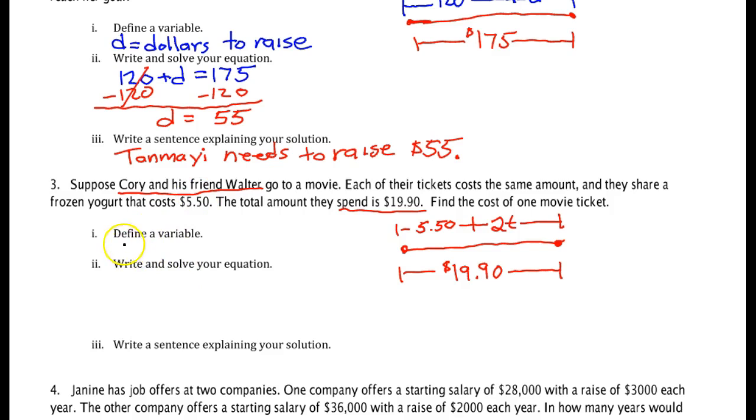And then you can go ahead and define the variable. What does T stand for? Alright, cost of 1 movie ticket. Write your equation. Same idea. The 5.50 plus the 2T equals the 19.90. And finish your conclusion. Alright, go ahead and do that right now. And then you can check with someone next to you, see if you got something similar. Alright, so most people got $7.20.